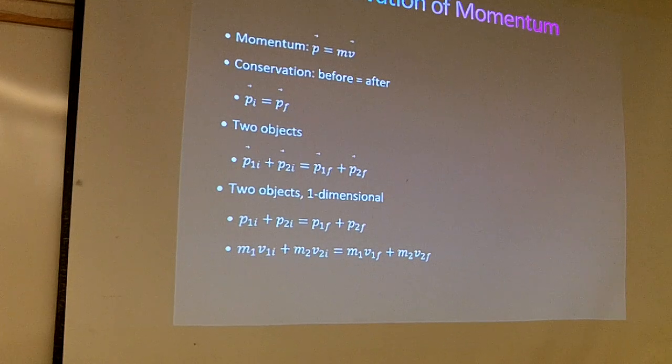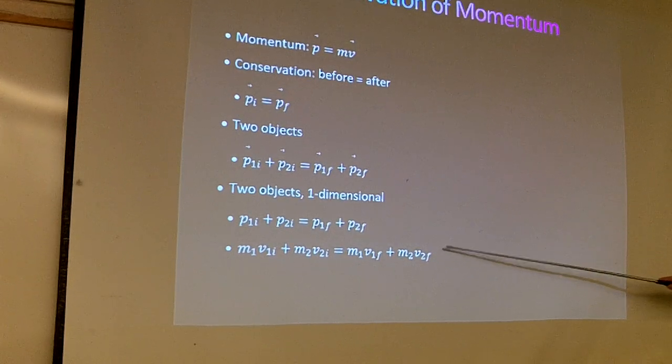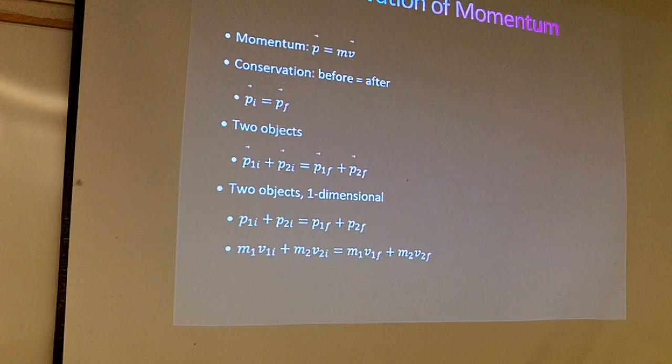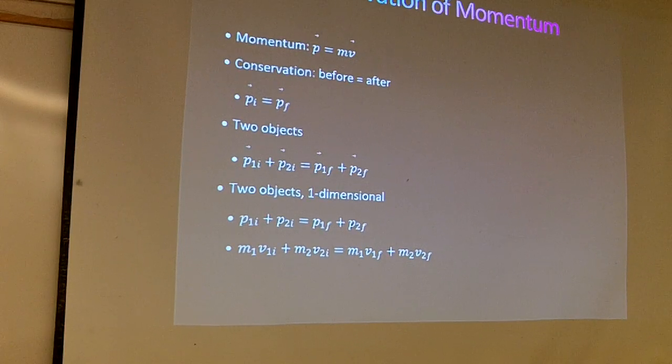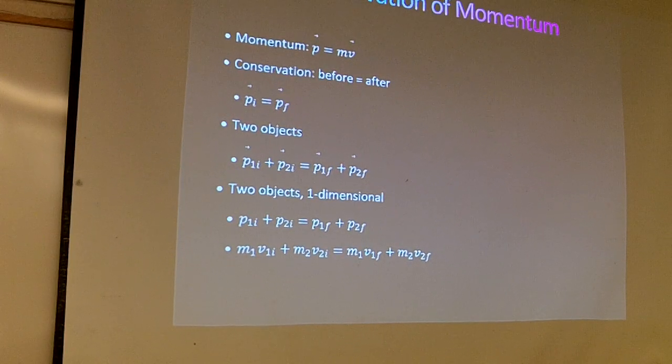I gave you one second to write this equation down. This equation is quite important. Could you guys write this down, please? In other words, we have four terms, two initial terms and two final terms: m1v1i plus m2v2i equals m1v1f plus m2v2f.